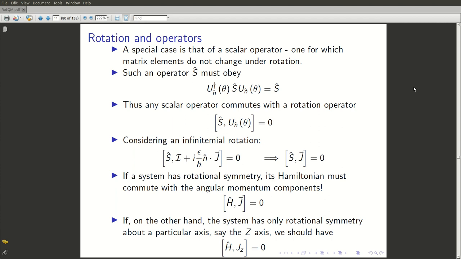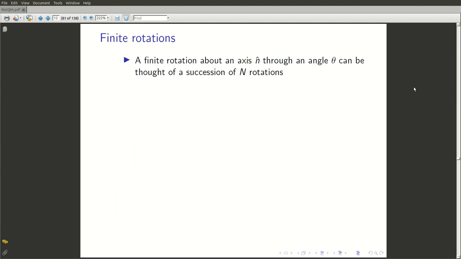We can now ask ourselves, with just this much knowledge, can we figure out what will happen when the rotation angle is not infinitesimal but rather finite? Well, we can, and that's due to a very simple basic result. If you want to rotate through an angle theta about an axis, you can do that in one go, or you can do that in n steps of tiny angles where the angles add up to theta. In particular, you could make n rotations about the same axis n hat through an angle theta by n, and that will ultimately lead you to a total rotation of theta.